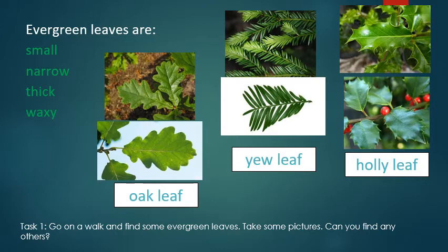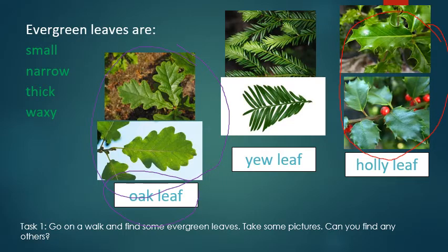I want you to go and see if you can find some trees, some evergreen leaves, and take some pictures of you out and about. I've put some pictures on there, some that you may find. We've got an oak leaf here, these ones here. Now, not all oak trees are evergreen, so see if you can find one. We've got a yew leaf in the middle there and holly leaves at the end. You are probably most familiar with holly leaves and evergreen leaves.